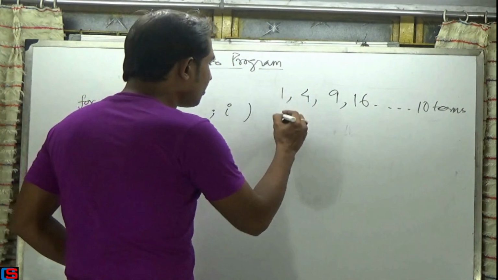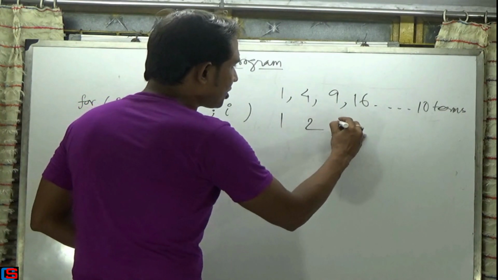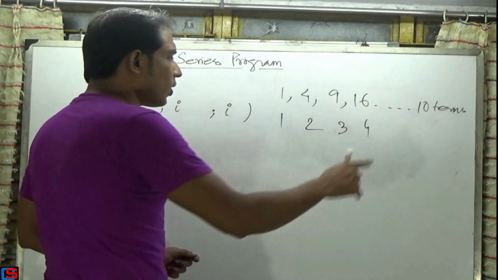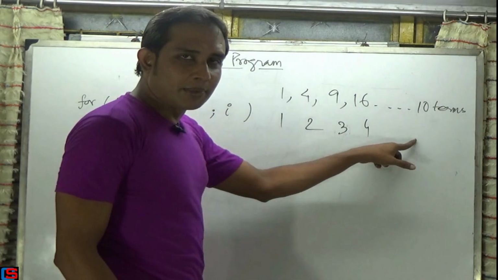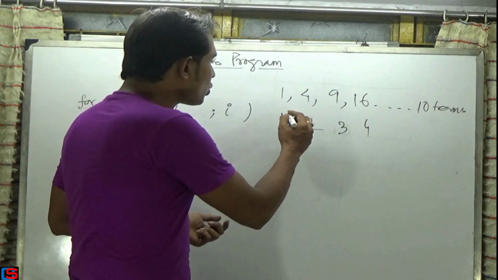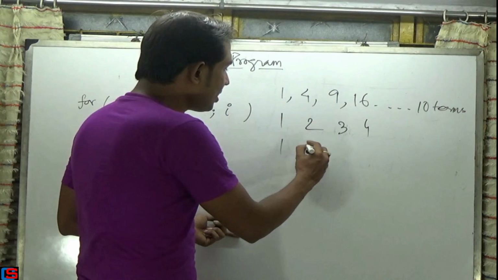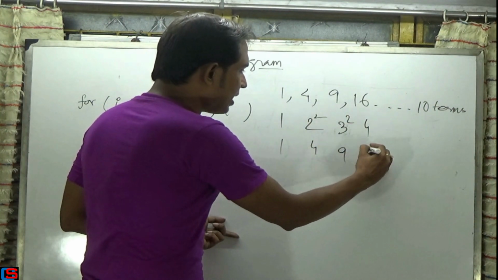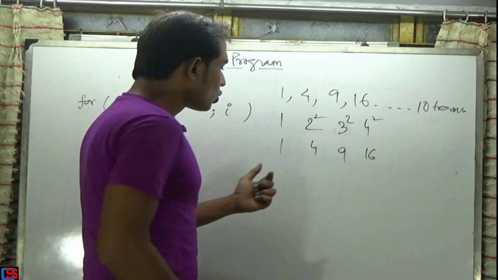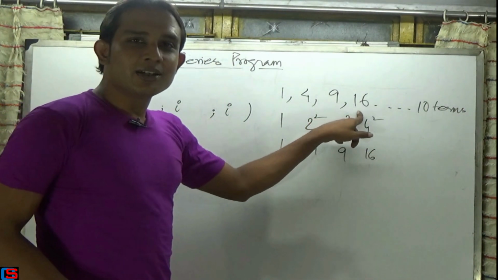The position of the individual number means this is the first number, this is the second number, this is the third number, this is the fourth number, and so on. If I just square this serial number, it becomes 1, and it becomes 4, and it becomes 9, and it becomes 16. So the series actually occurs.